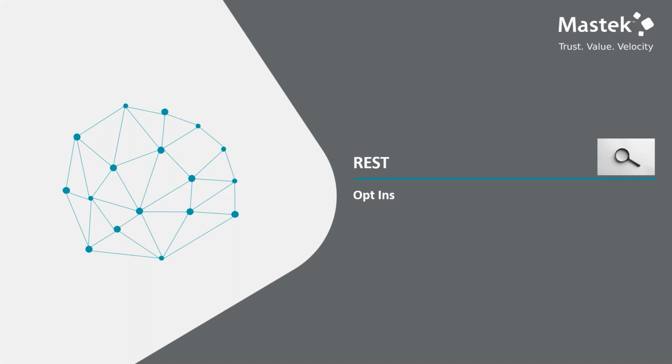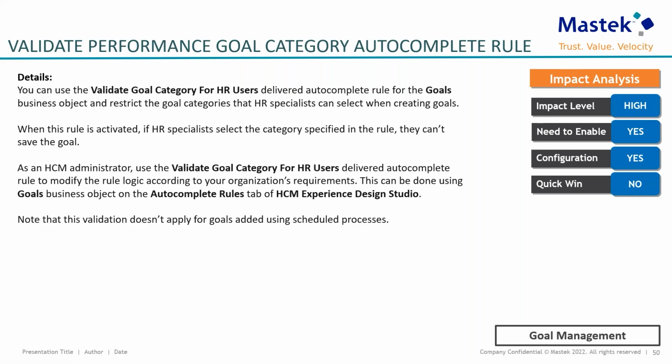And the last ones are the opt-ins, which we have categorized as additional. The first one here is the validate performance goal category autocomplete rule. Oracle has provided an autocomplete rule named validate goal category for HR users, which is available under the goals business object area. This is introduced to restrict certain goal categories that the HR specialist can use.